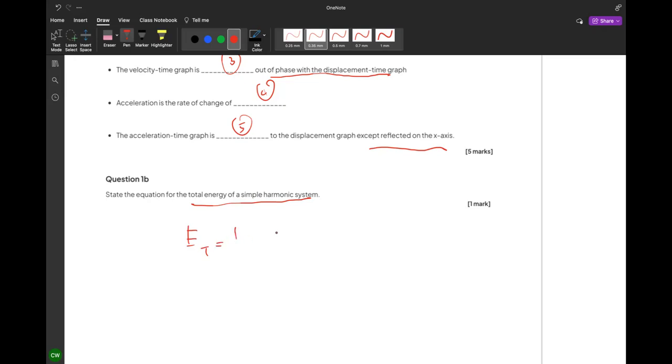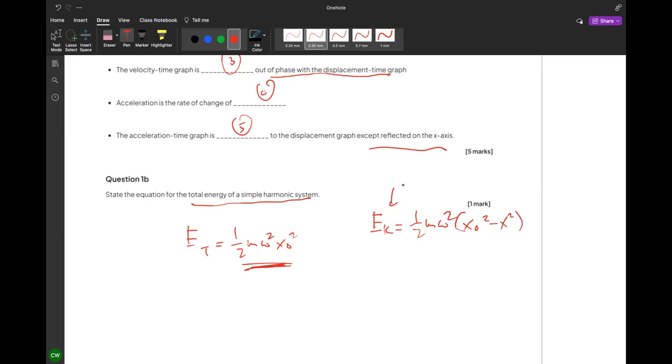E equals half mv squared plus half m omega squared, plus half k, x naught squared minus x squared. No, this one only. Wrong already. What was the other one that we did in class? Okay, one more time. E_K is half m omega squared, S naught squared minus S squared.